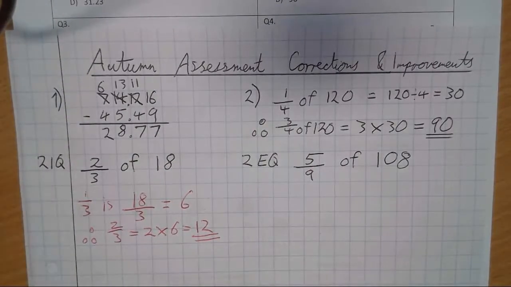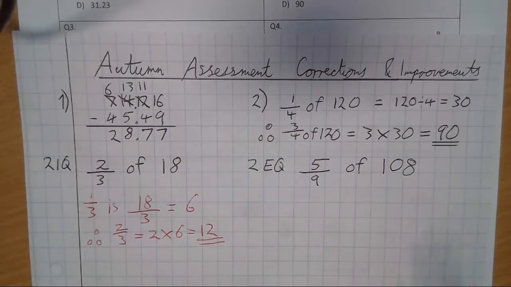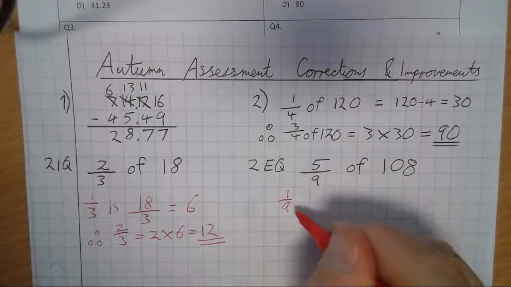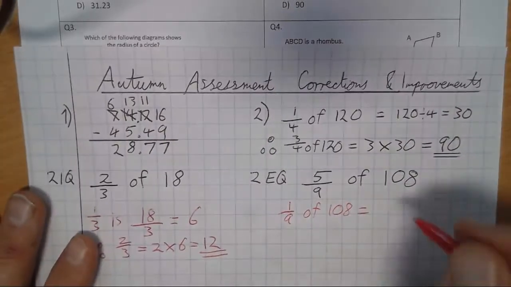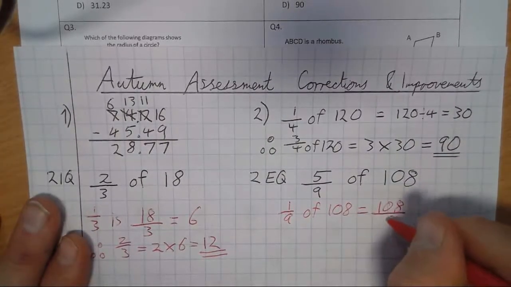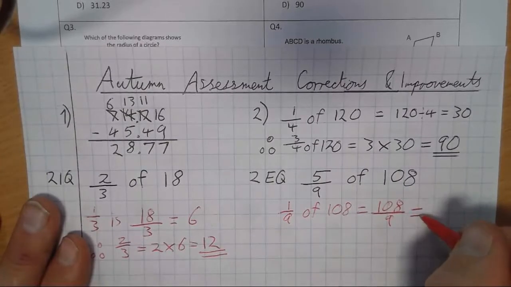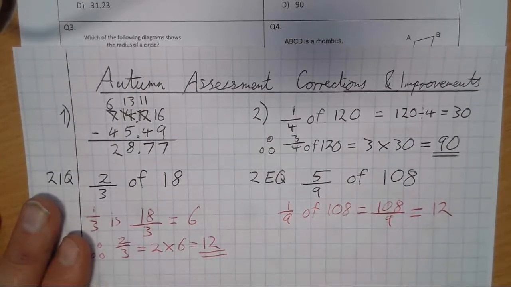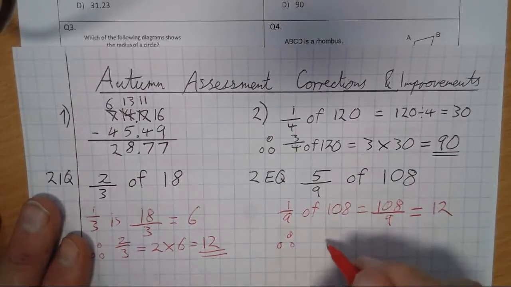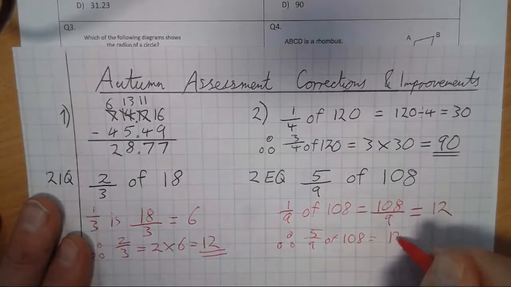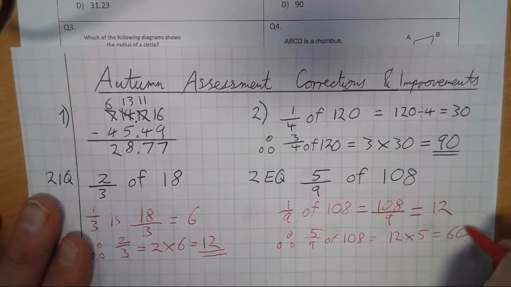And for the extension question, it's exactly the same method, just the numbers are a little bit trickier. Slightly more complicated numbers, but the same idea. To find 1/9 of 108, I need to take that 108 and divide it by 9. So you need your times tables knowledge. 108 divided by 9 is 12. Then I'm going to multiply that up by the top number because I need to get to 5/9. So therefore 5/9 of 108 is going to be 12 times 5, which is 60.